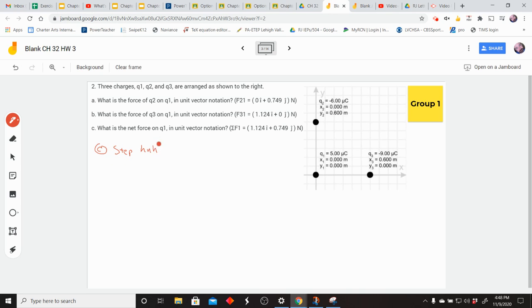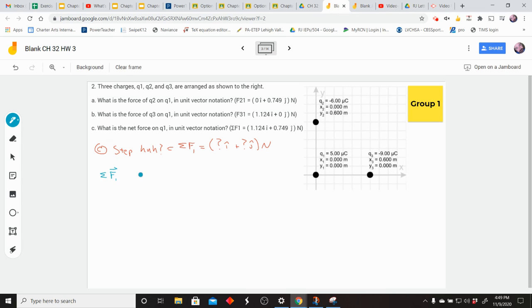step, we're looking for the net force. So what that really means is sigma F on 1. So sigma F1 is equal to, and we want something in unit vector notation. So question mark i hat plus question mark j hat, newtons. This is what we're looking for. So what is that going to be equal to? Sigma F sub 1, let's do this with hats.